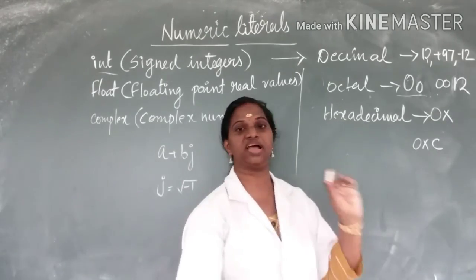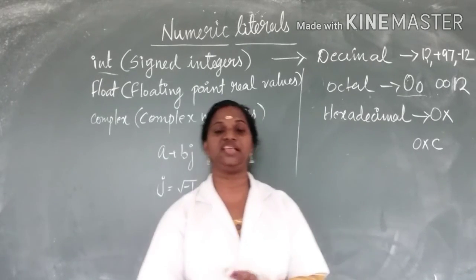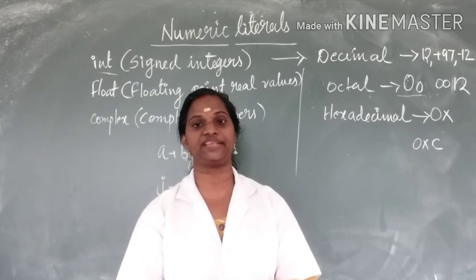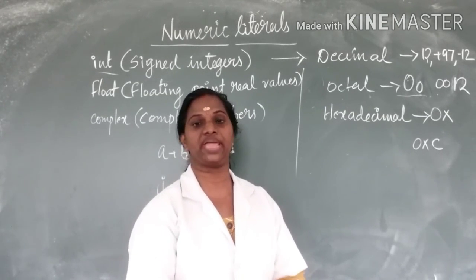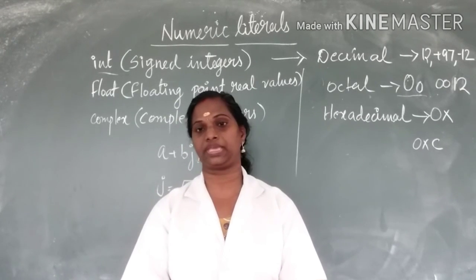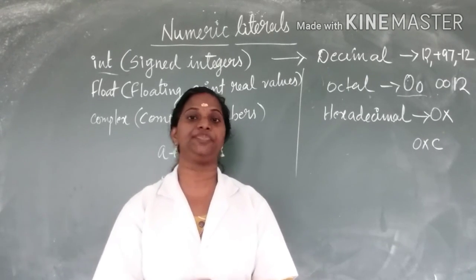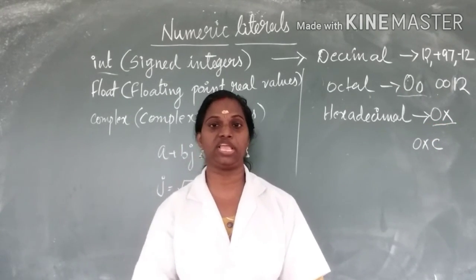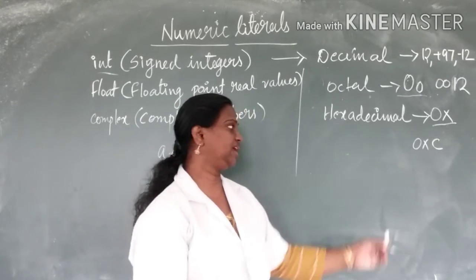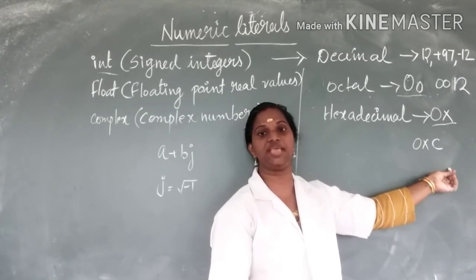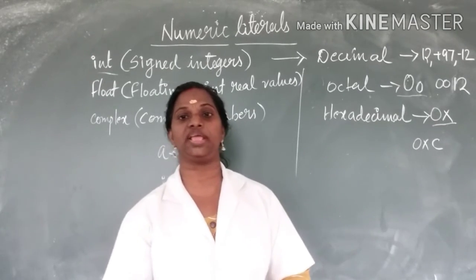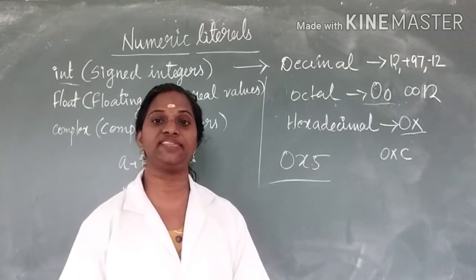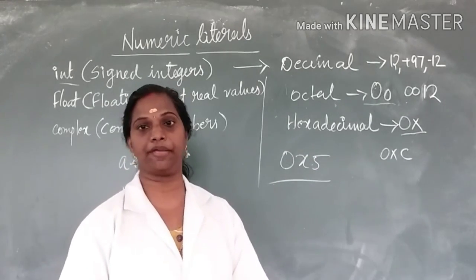Next one is hexadecimal integers. Hexadecimal integers have base 16. Base 16 numbers are called hexadecimal numbers, that is 0 to 9 and A to F. Hexadecimal numbers start with 0x. When you write 0xc, it will take this number as a hexadecimal number. Or when you write 0x5, it will take it as hexadecimal number 5.